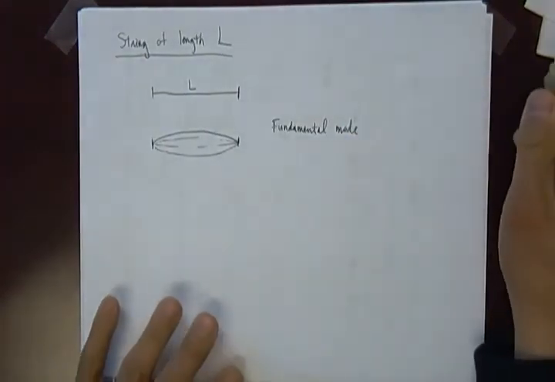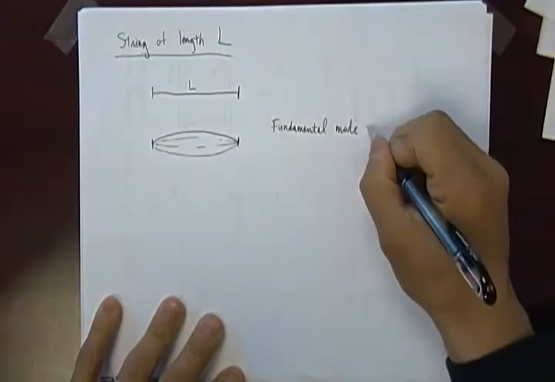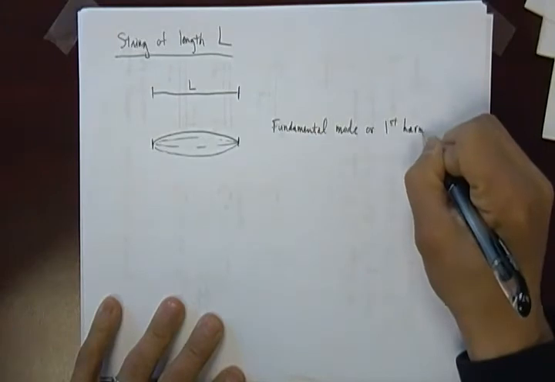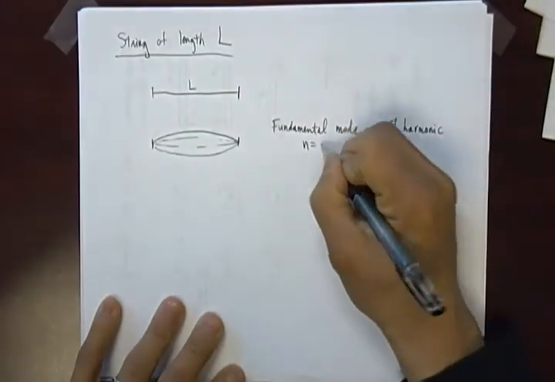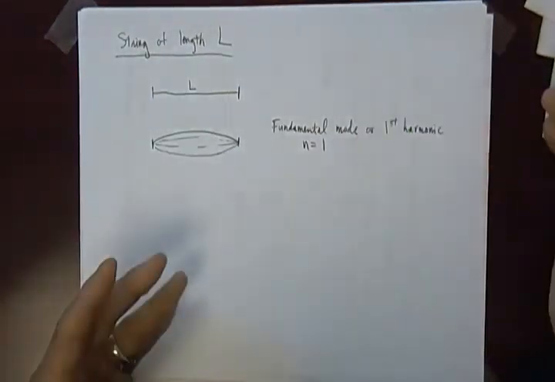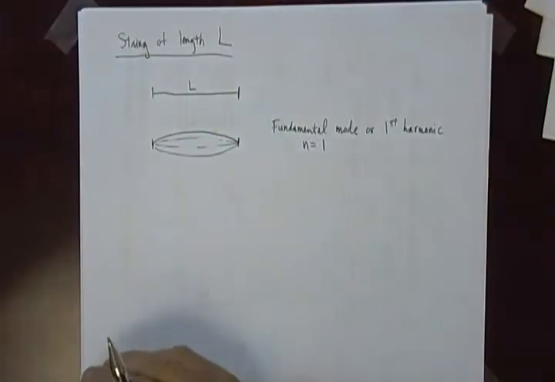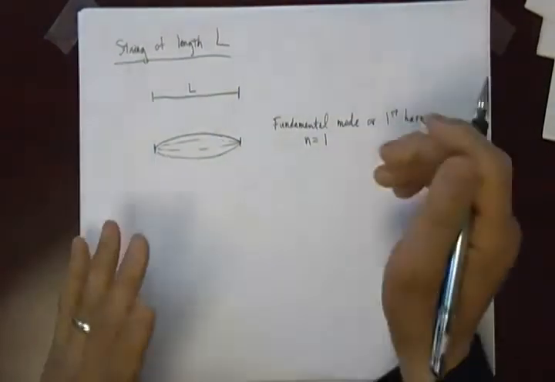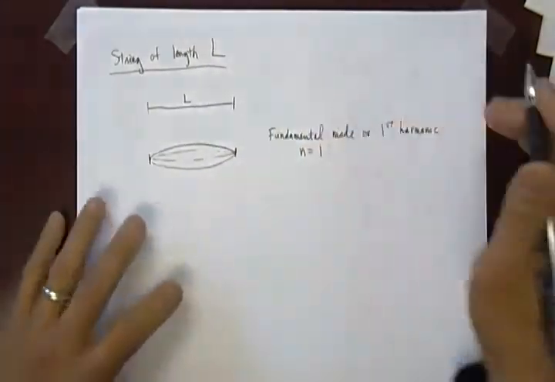All right, the fundamental mode is also called the first harmonic. It's just the labeling scheme, okay? And we also say this is what we call the n equals 1 mode. N equals 1. It starts off at 1. Okay, and I will give you the wavelength of this vibration.